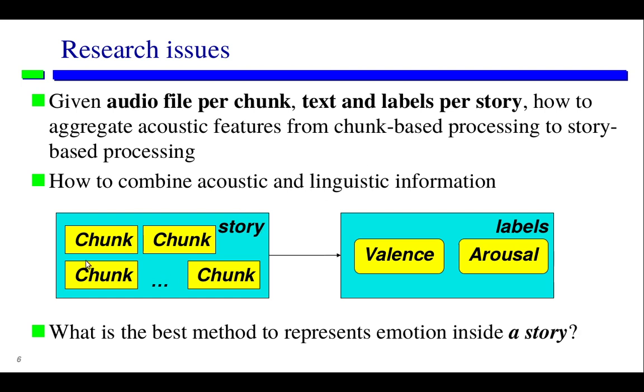So one story consists of many chunks, but the label is given per story. So one story, only one label: low valence, high arousal, and others. But the acoustic feature and audio file is given per chunk. And maybe the future or the original aim is what's the best method to represent the emotion within a story.